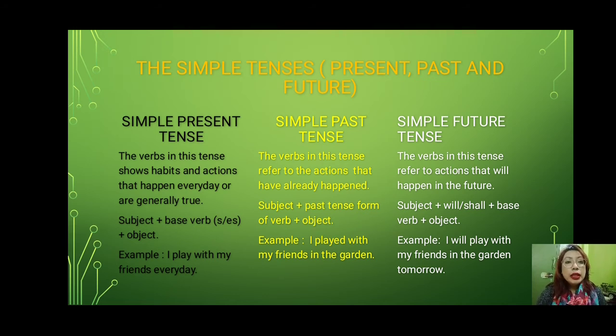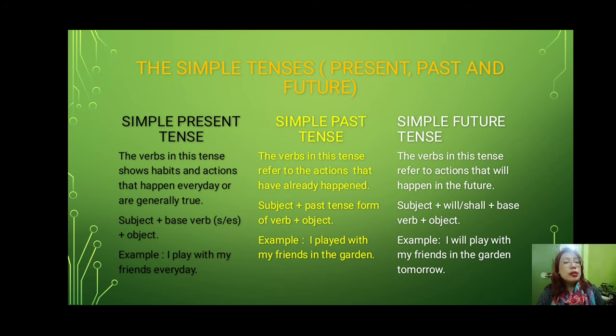The verbs in this tense show habits and actions that happen every day or are generally true. So when you identify the verb in this tense, it shows us the action that happens either every day or is generally true. All right. And what is the formation of this? It is subject plus base verb form, depending on the subject.